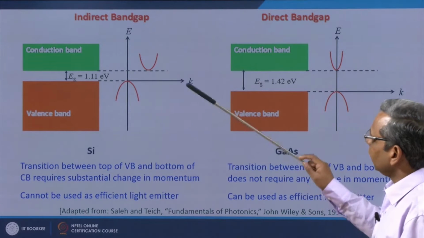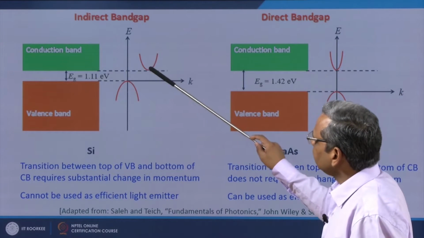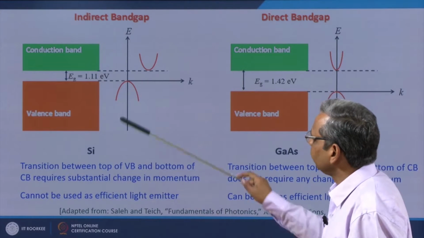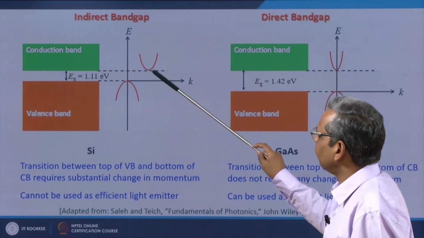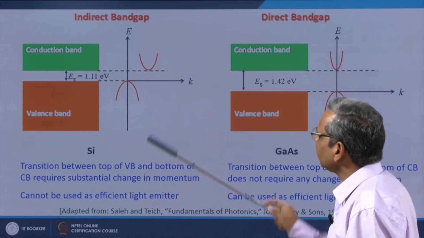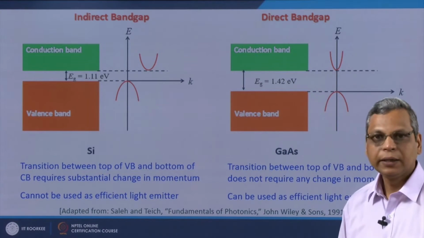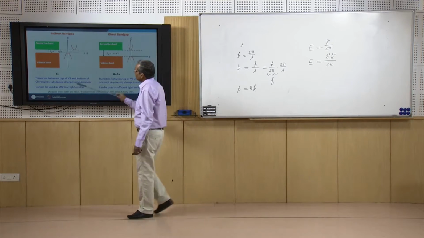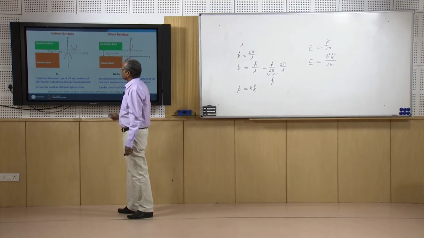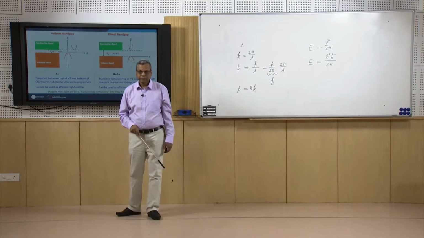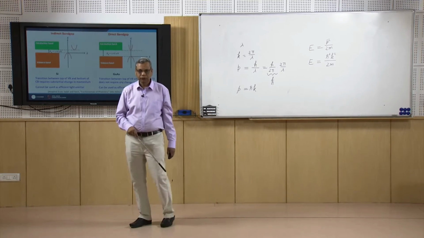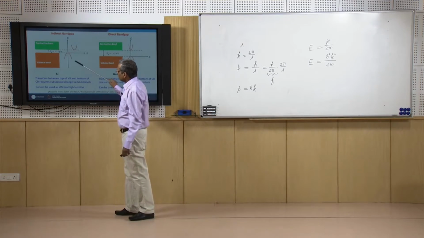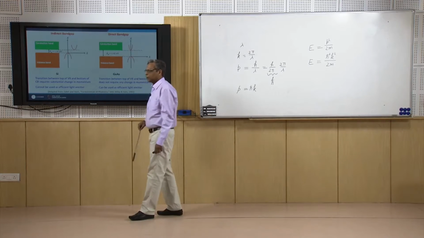So, a transition between the top of the valence band and the bottom of the conduction band would now require a change in the value of k, that is, a change in the momentum of the electron. Since this kind of material involves a change in momentum, and this is also known as a phonon transition, these cannot be used as efficient light emitters.